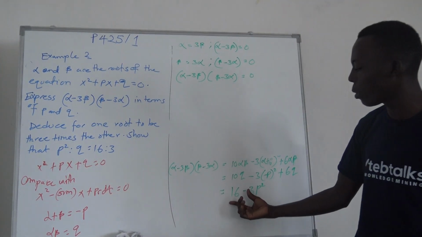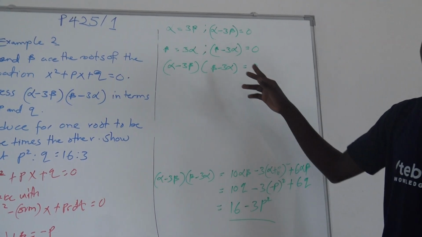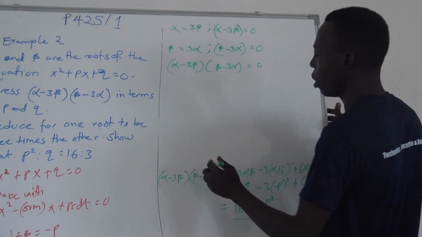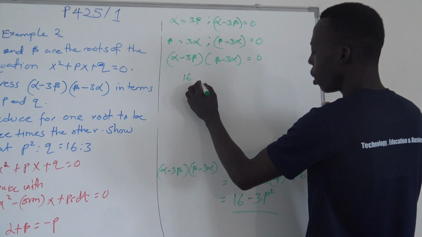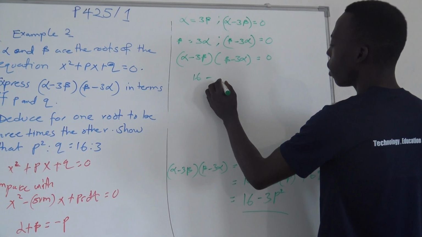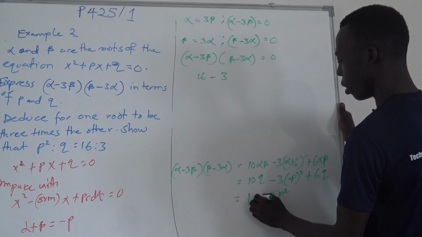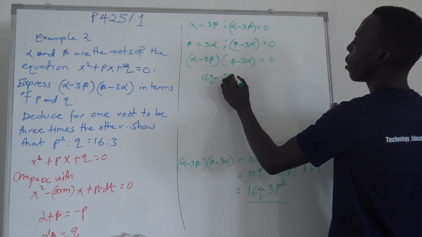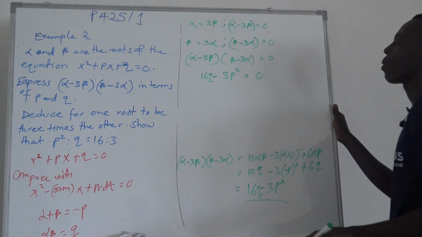So that means the answer which we got is what we are going to substitute here. The answer which we got was this one, so we have to substitute in this expression to get what we need. For this case, it will be 16q minus 3p squared, which gives us 0.